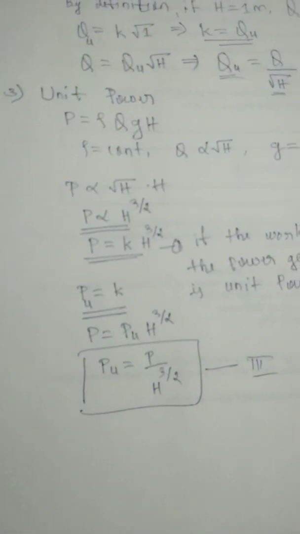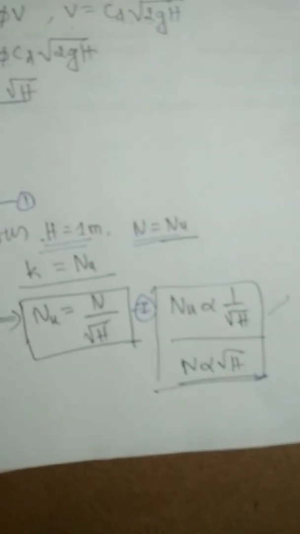Here we can see an important relation: power is directly proportional to head H raised to 3 by 2. This is how we can get the expressions for unit power, unit discharge, and also unit speed. Thank you.